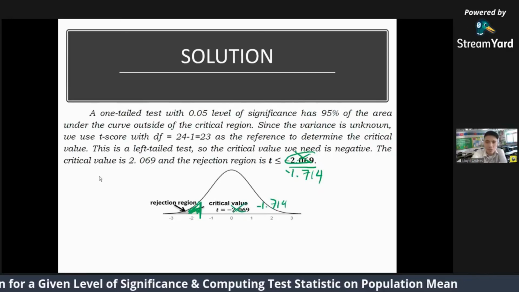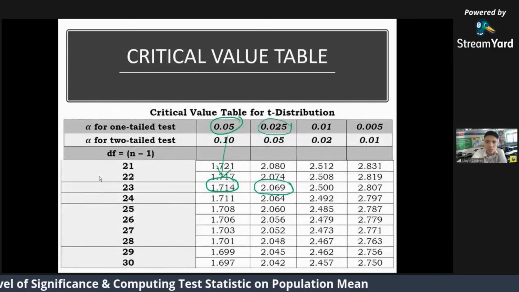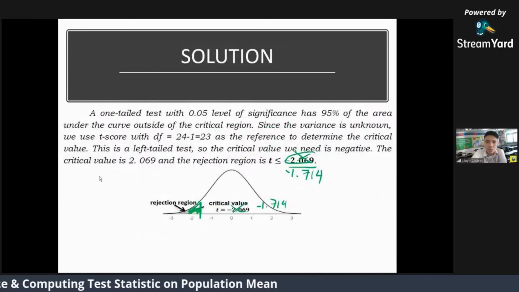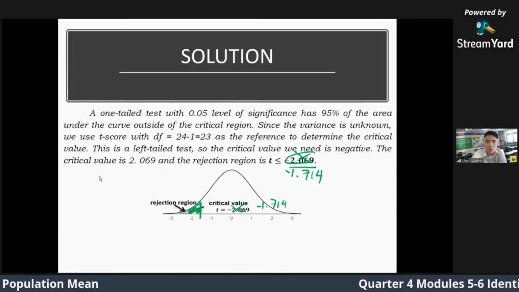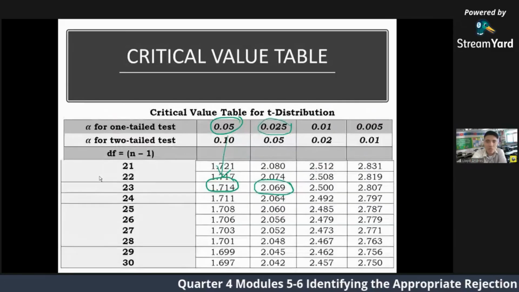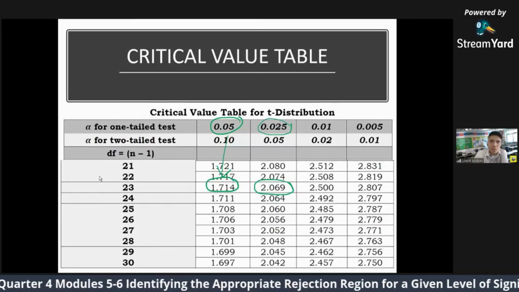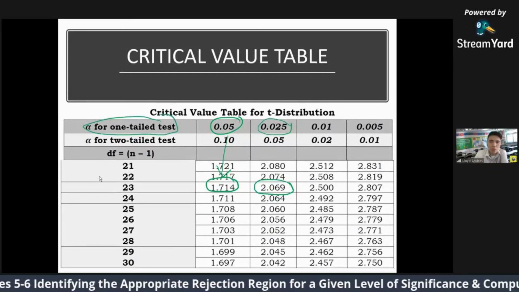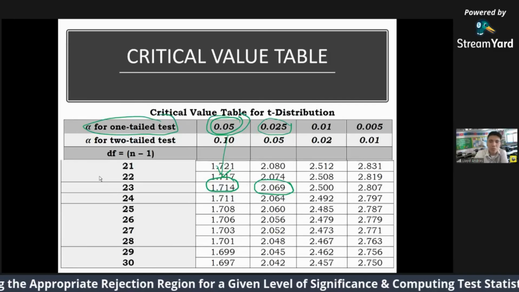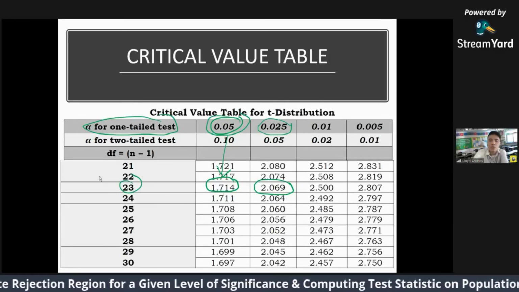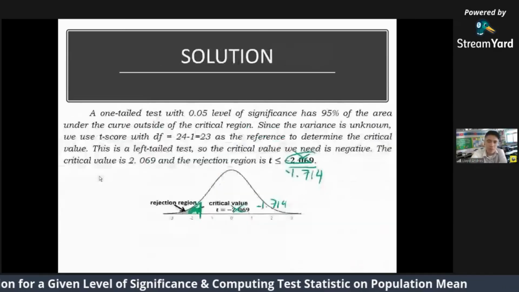Okay, again, based sa table, left tail na ni, 23 tapos 0.05 nga one-tailed. Naa man one-tailed, so 0.05 tapos 23. So 1.714 dapat. So take note of that na lang.